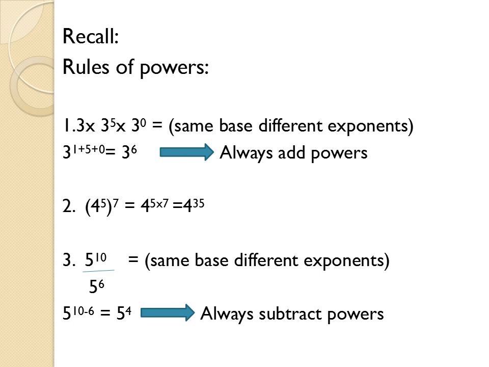The third rule: when we have a fraction or division, we also have the same base but different powers, so here we subtract the powers. So 5 power 10 divided by 5 power 6 becomes 5 to the power 10 minus 6, equal to 5 power 4. Here we must subtract.